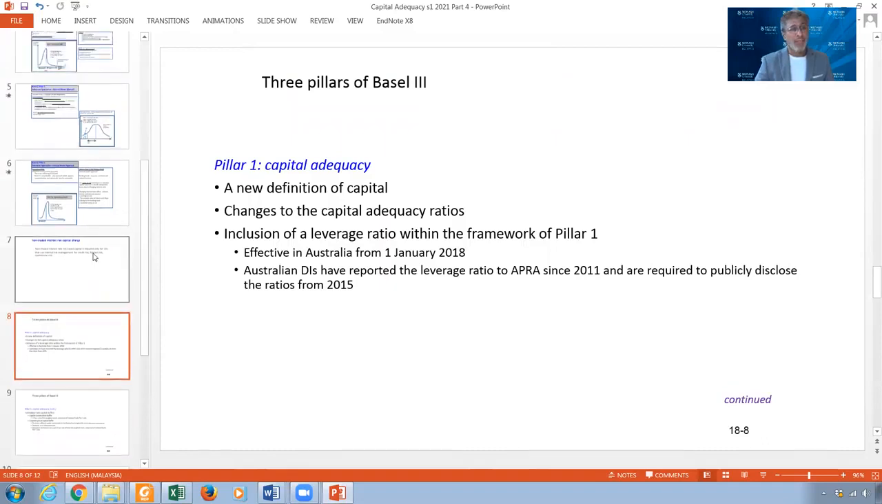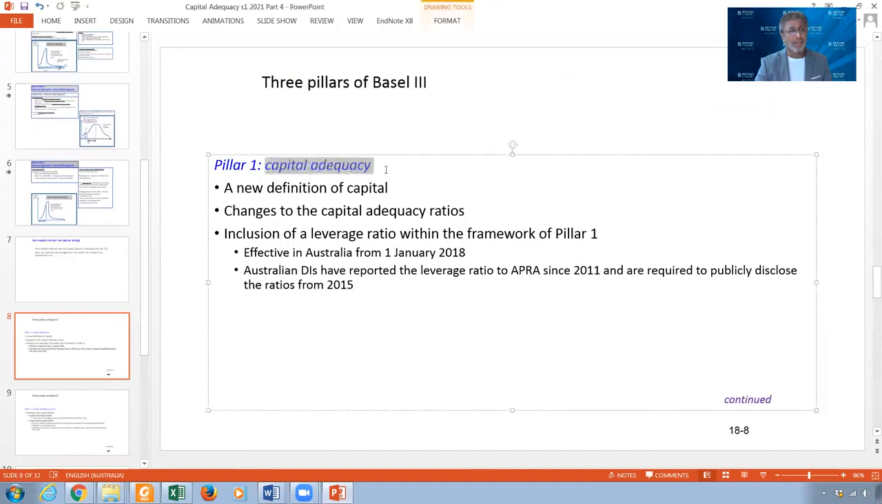Now, I think we are done with this. Just to recap what we have said. Basel III is actually three pillars. The first pillar is the capital adequacy requirements, whether we are using the internal model or the standardized model. And if we are using the standardized model, there is a new definition for capital. We have to change the capital adequacy ratio.